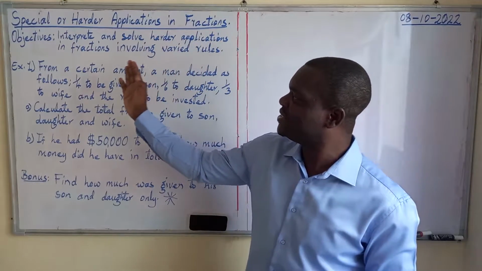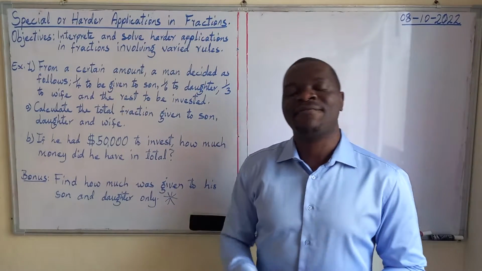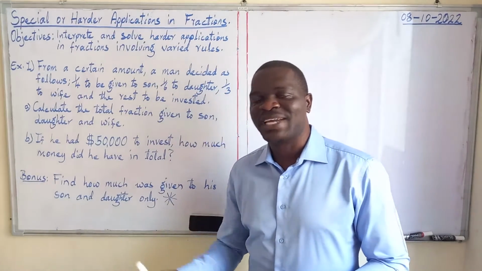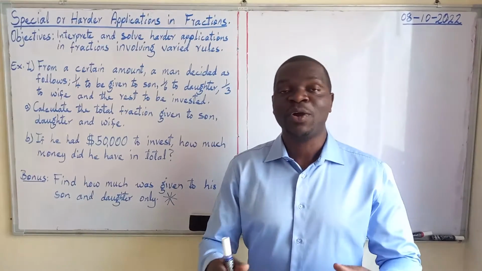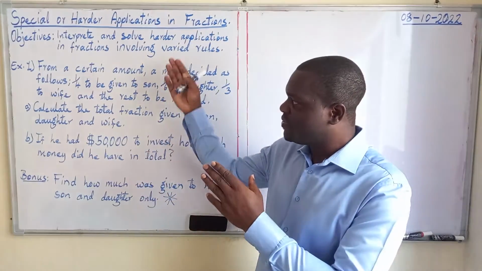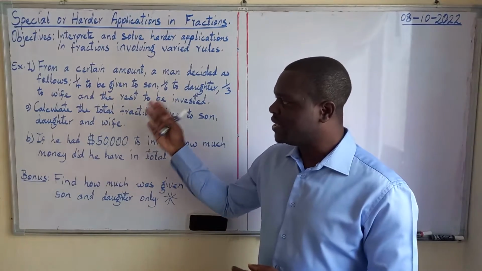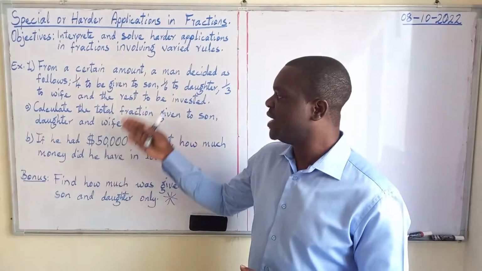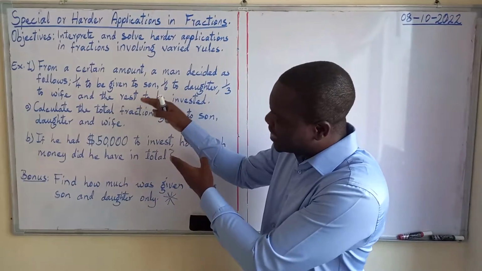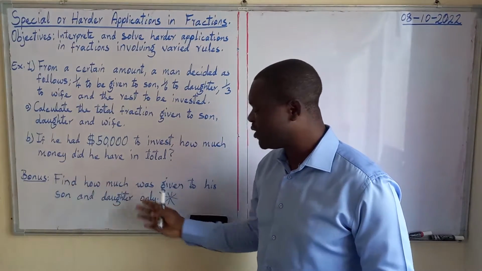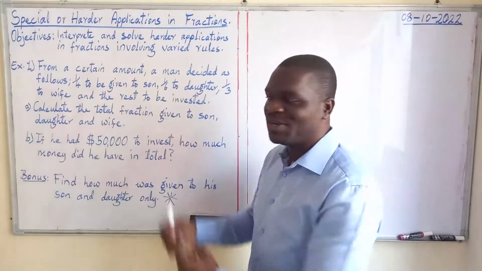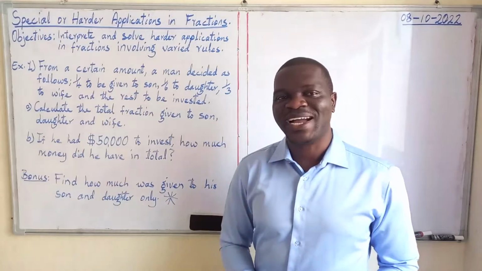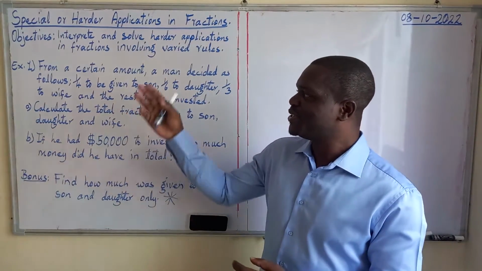That's our title for today, and our special target is to be able to interpret and solve harder applications in fractions involving varied rules, which means in this problem we are going to be adding, subtracting, dividing, and multiplying where necessary. So follow along with this problem, how we can interpret it and easily calculate the two problems that have been identified. With this understanding, we should be able to find this bonus on our own. Without waste of time, let us go straight into solving the problem.